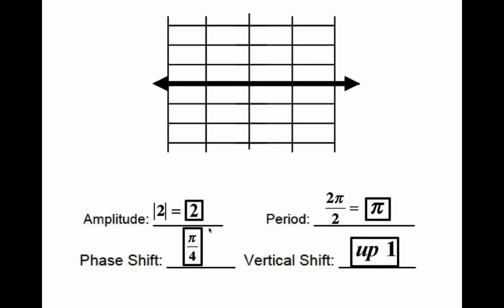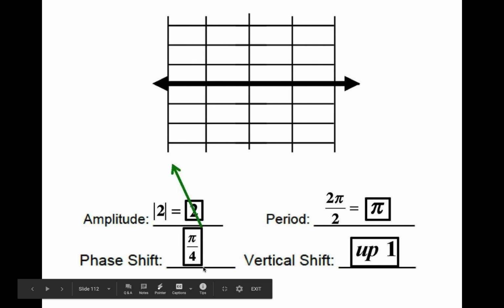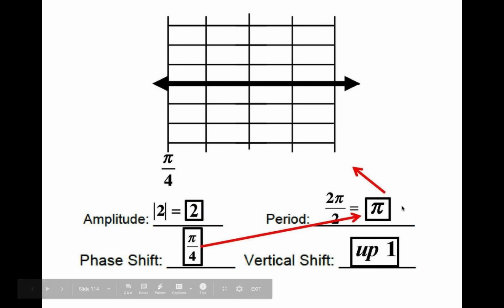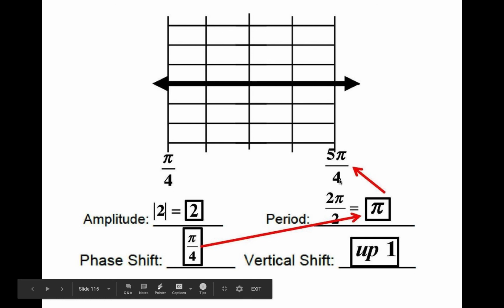So we start our graph on our phase shift. So this is going to be pi over 4. Then you add your phase shift and your period to figure out where you end. Notice you need a common denominator. So this is 4 pi over 4 plus 1 pi over 4, which makes 5 pi over 4.